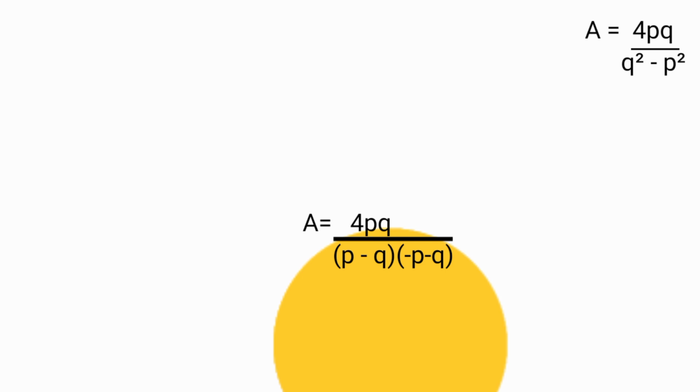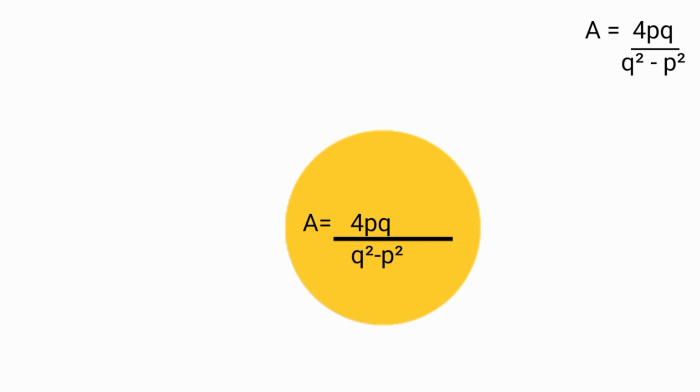Expanding p minus q times minus p minus q, now we're going to have p times minus p is minus p squared. P times minus q is minus pq. Minus q times minus p is plus pq. And minus q times minus q is plus q squared. So here, minus pq plus pq is 0. We are left with minus p squared plus q squared, which is the same as q squared minus p squared. So a is equal to 4pq over q squared minus p squared.